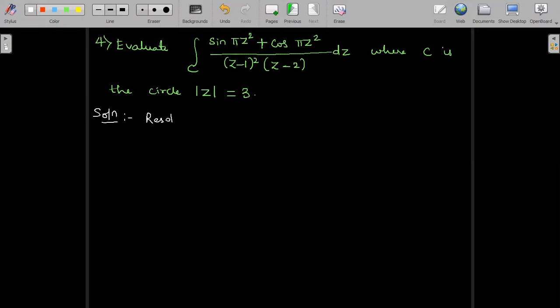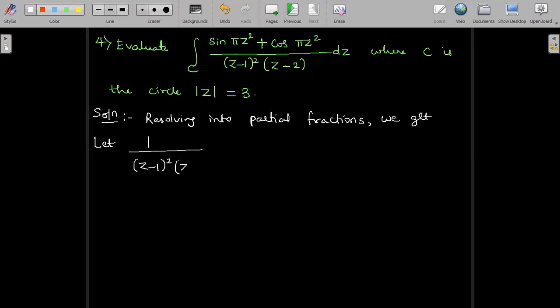Resolving into partial fractions, we avoid the f of z term and keep it as it is. Later we will multiply for it after resolving into partial fractions. So let us write down 1 divided by z minus 1 the whole square into z minus 2. This can be resolved as a divided by z minus 1 plus b divided by z minus 1 the whole square plus c divided by z minus 2.